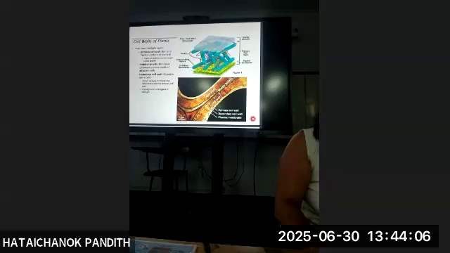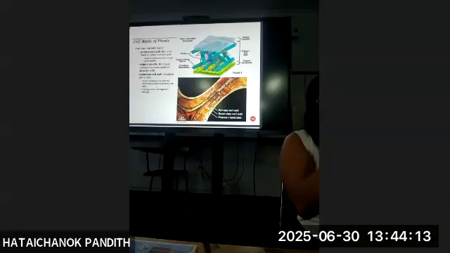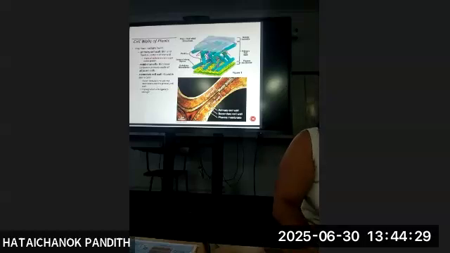But the secondary cell wall has lignin inside. Lignin is a very strong compound. If you have lignin, it's very thick and strong, so only trees have a secondary cell wall. And this lignin gives you a brown color. That's why the secondary cell wall turns brown, because of the compound called lignin.